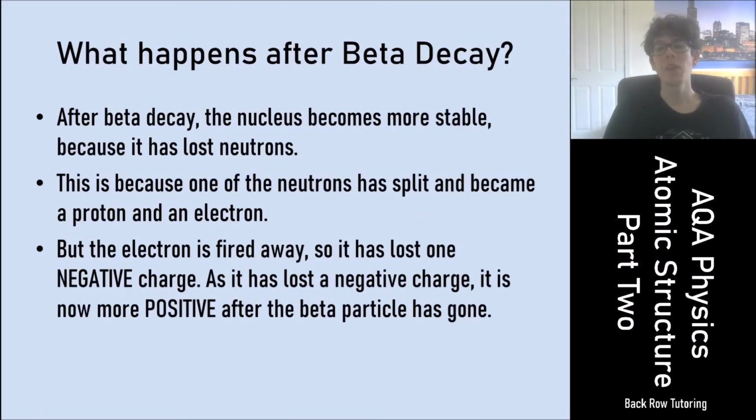So, let's move on to beta decay now. After beta decay, the nucleus becomes more stable because it's lost neutrons, and remember, that's the goal of radioactive decay. This is because one of the neutrons has split and became a proton and an electron, but the electron is fired away, so it's lost 1 negative charge. As it has lost a negative charge, it is now more positive after the beta particle is gone.